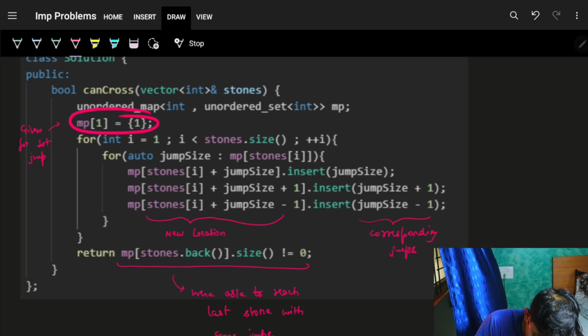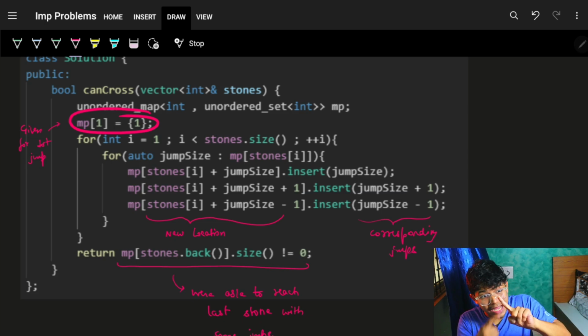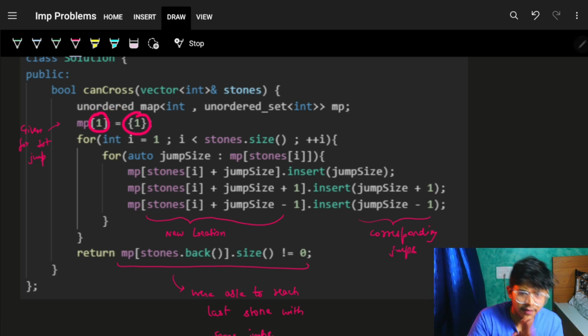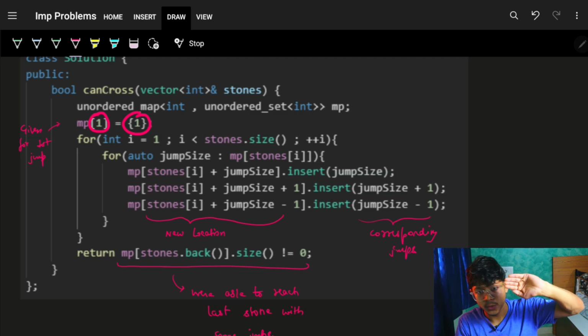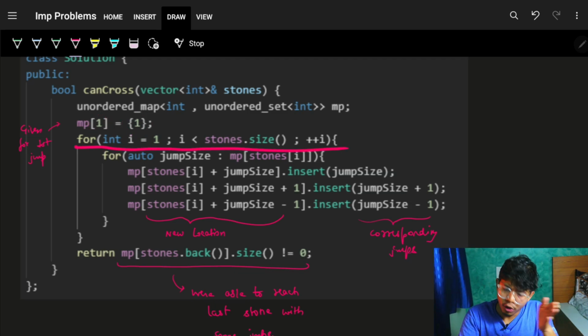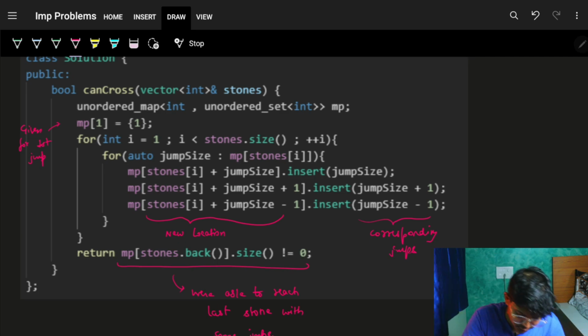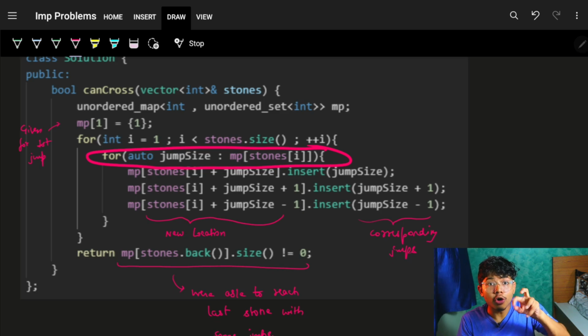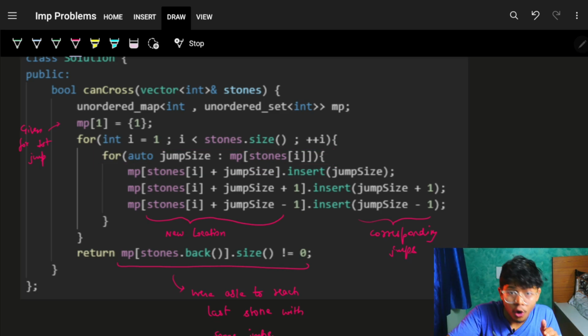Firstly, if I do the first jump, I will start from 0. I have to land onto 1. So for 1, the previous jump size will actually be 1, and that we saw is in the question itself. Now I can start from the index 1 up till the end, because I will go on to every one of these stones from left to right. I will see for this particular stone what all jump sizes it had to go on to the next stone.